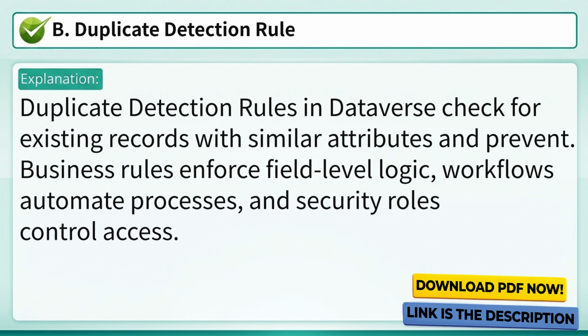Explanation. Duplicate detection rules in Dataverse check for existing records with similar attributes and prevent duplicates. Business rules enforce field-level logic, workflows automate processes, and security roles control access.